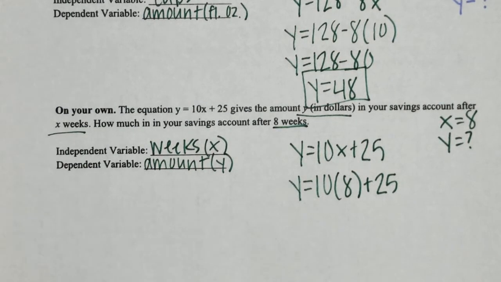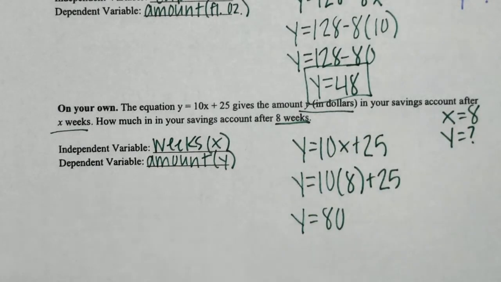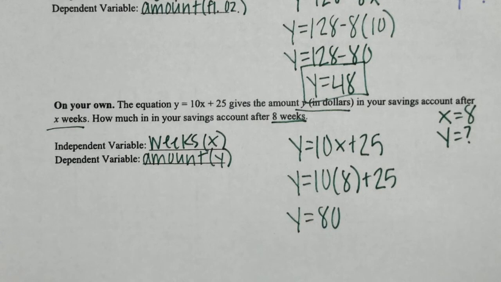Plus 25. Okay. So the 8 represents how many weeks? The 10 represents how much money you're adding to your savings each week. So if you're adding $10 each week for 8 weeks, how much money will you have? 80. So that's y equals 80. So then what do you think the 25 represents? That's our constant. Kaylee? Okay, that's correct. So what does the 25 represent?